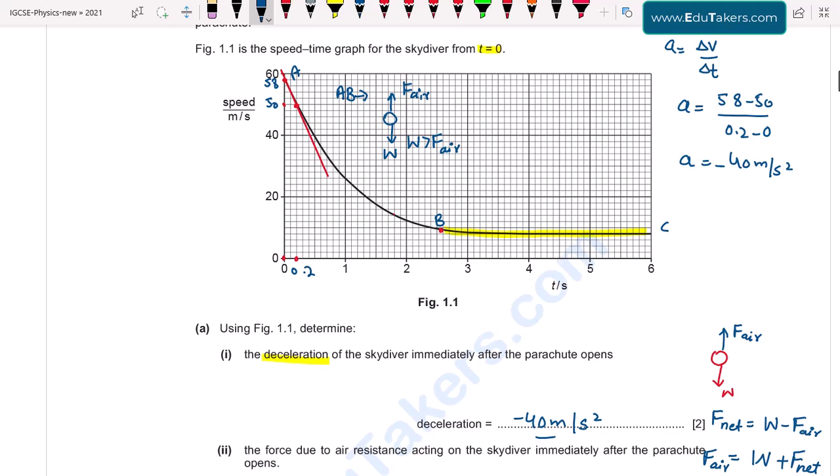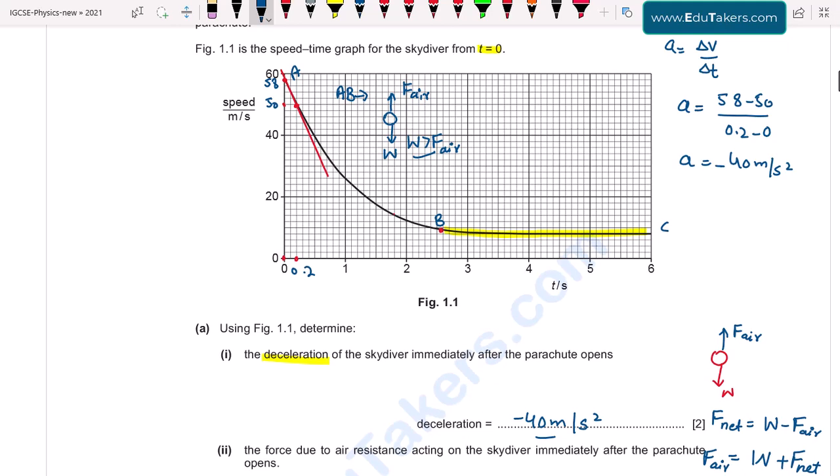So when time passes, speed slows down. It means that with the passage of time, the air resistance also decreases here. That's why weight is greater than the air resistance. In this region from A to B, the weight is greater than air resistance, and this is the basic reason why the speed here is decreasing with the passage of time.